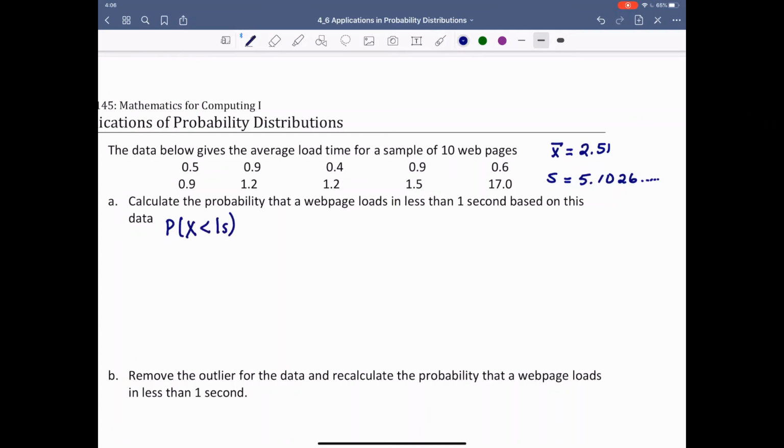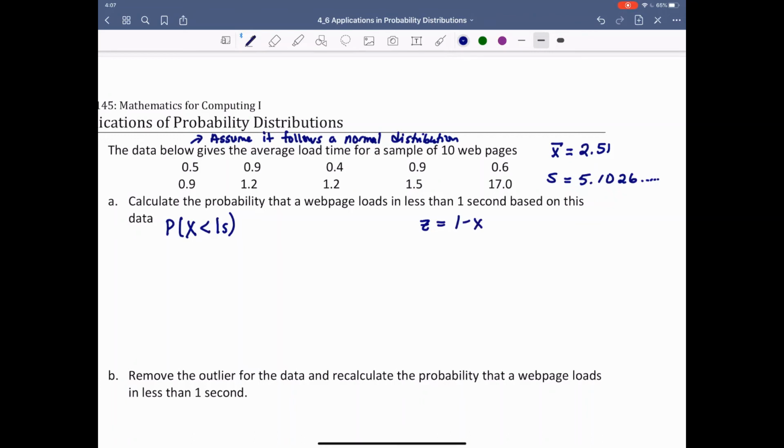And what we want is the probability that selecting a website at random, it will load in less than 1 second. We're not told, so we are going to assume it follows a normal distribution. In order to compare it to the standard normal distribution, we need to standardize the data and calculate the z-score.